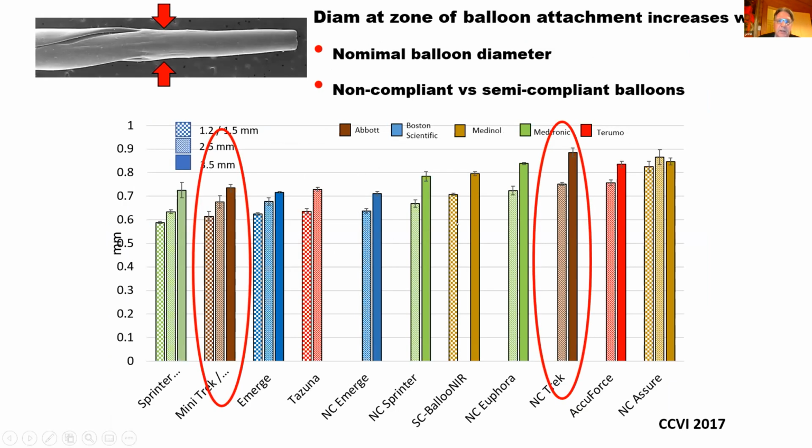So that's shown here. Here we have this checkered appearance with a 1.2 or 1.5 millimeter balloon, and here this is a 3.5, and you'll see that the diameter at the balloon attachment is greater with non-compliant balloons and bigger balloons.